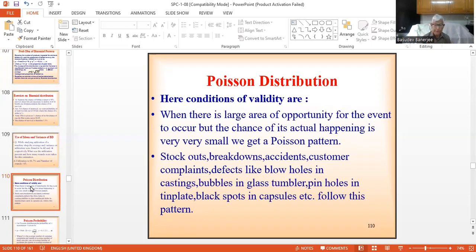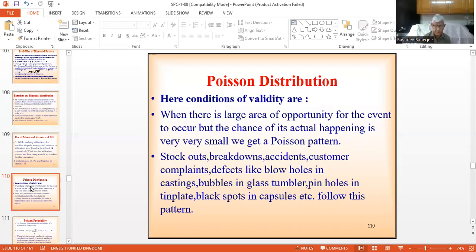We get a Poisson pattern. Stockouts, breakdowns, accidents, customer complaints, and defects like blowholes follow it. A blowhole in a casting is a defect, not a defective, whereas a crack in the casting is a defective. Similarly, bubbles in glass are a defect, whereas a crack in the glass is a defective. Pinholes in tin plate, black spots in capsules, etc.